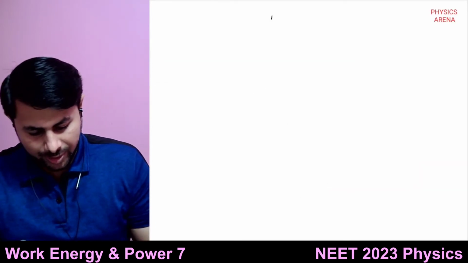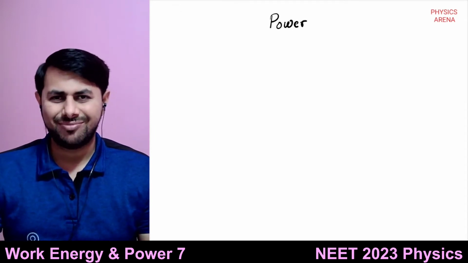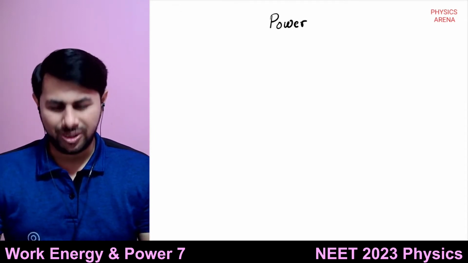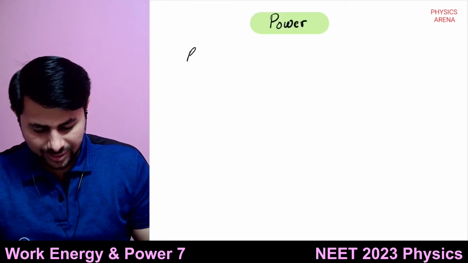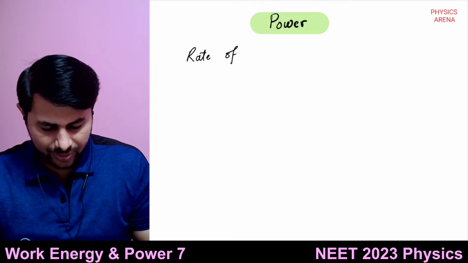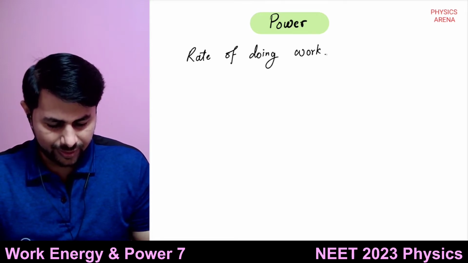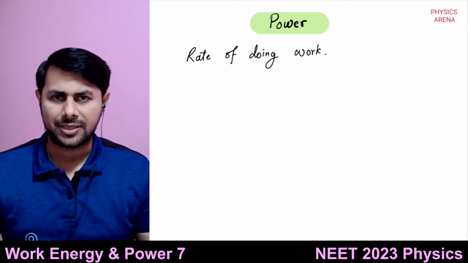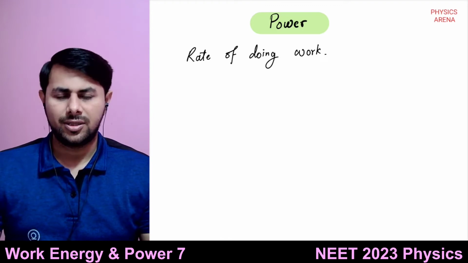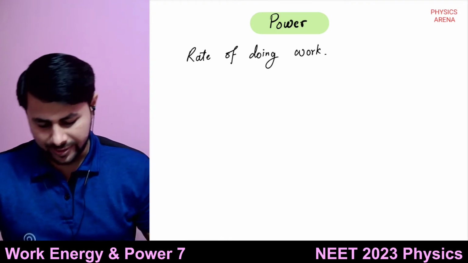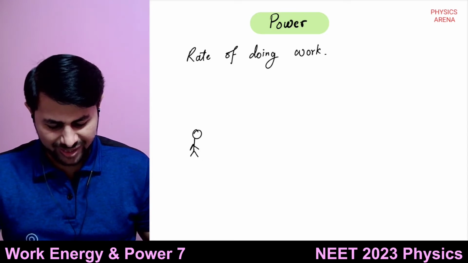So let's talk about power. What is power? Power is the rate of doing work. Work done per unit time, you can say. So for an example, there are two friends. Let's call them Ajay and Vijay.